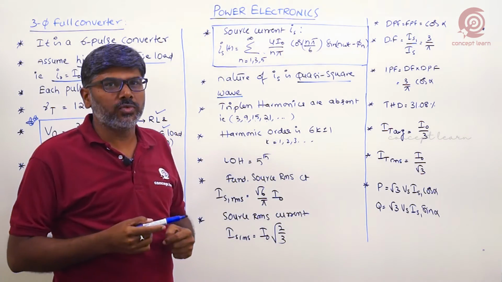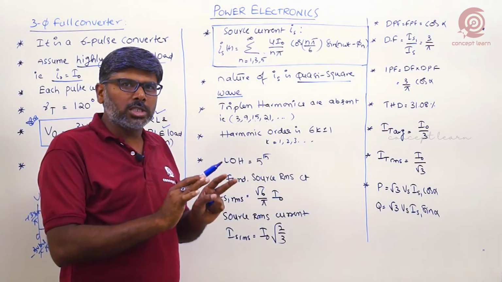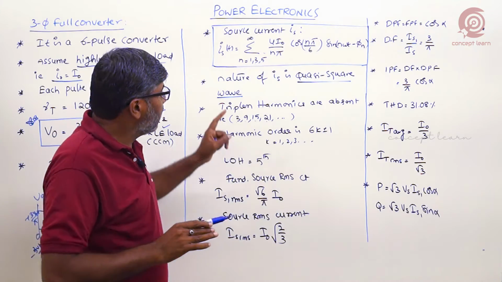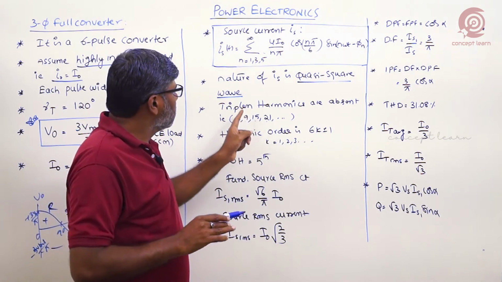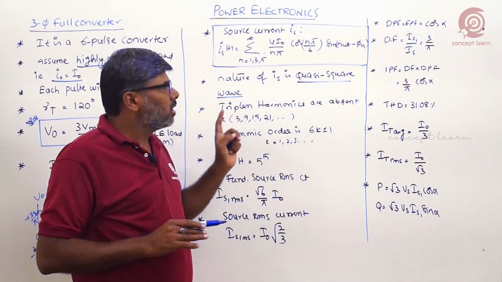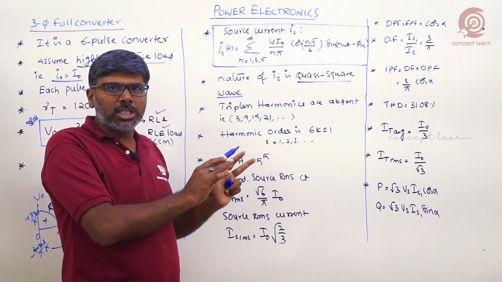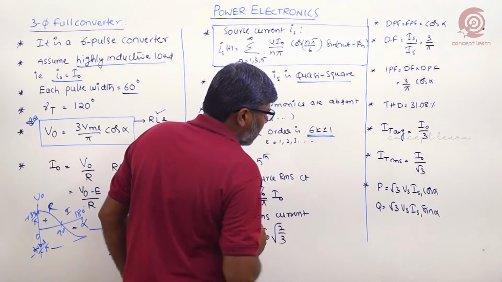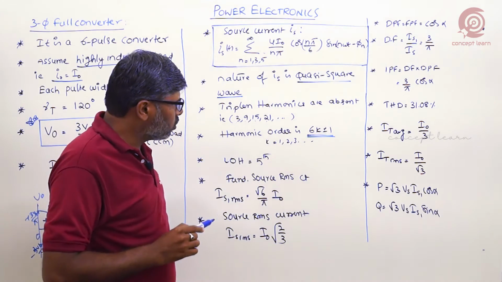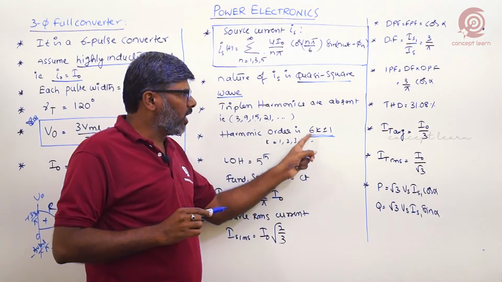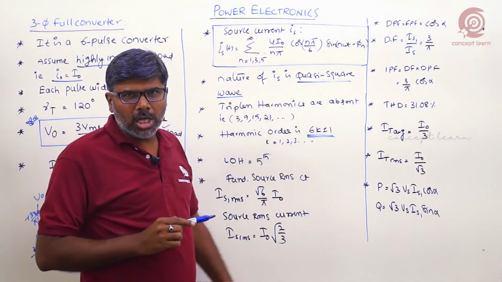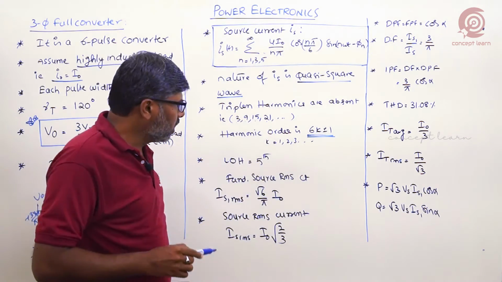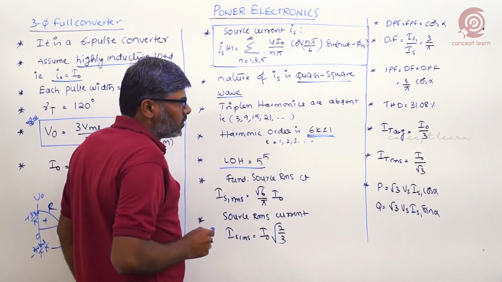When you go to the single phase full converter, all odd harmonics exist: 3, 5, 7, 9, 11, 13 and so on. Whereas in this 3-phase full converter, triplet harmonics are absent. So it consists of only odd harmonics, but triplet harmonics are absent. So the harmonic order is 6k plus or minus 1. If you substitute k equals 1, we get harmonic order 5 and 7. There is no third harmonic. If you substitute 2, that is 11 and 13. There is no ninth harmonic. That is why the lowest order harmonic is the 5th harmonic.